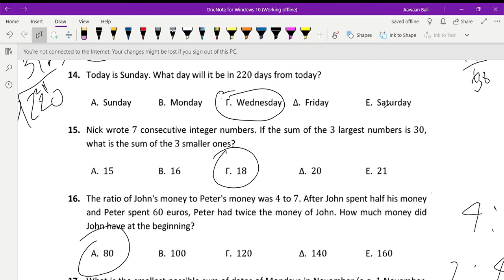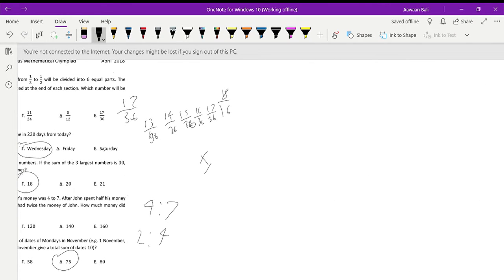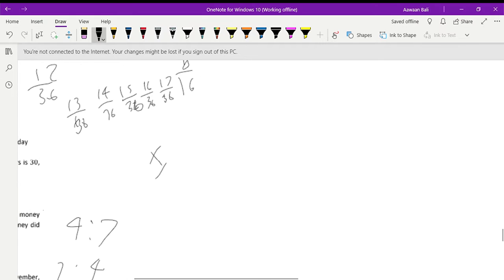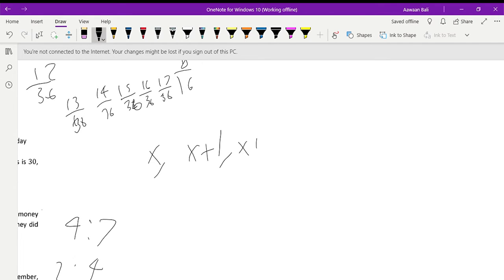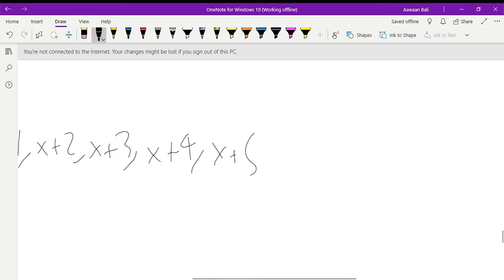Now, question number 15. Nick wrote 7 consecutive integer numbers. If the sum of the three largest numbers is 30, what is the sum of the 3 smallest ones? Okay, so basically there's x. So it's 7 numbers, right? So x plus 1, x plus 2, x plus 3, x plus 4, x plus 5, and x plus 6.